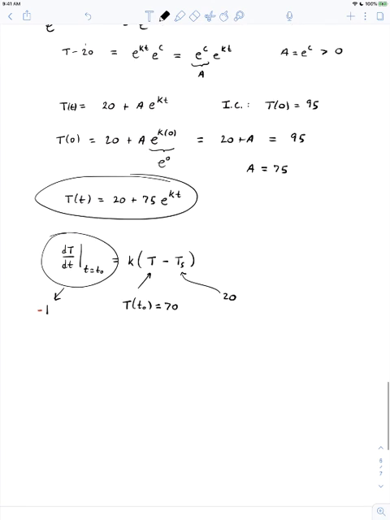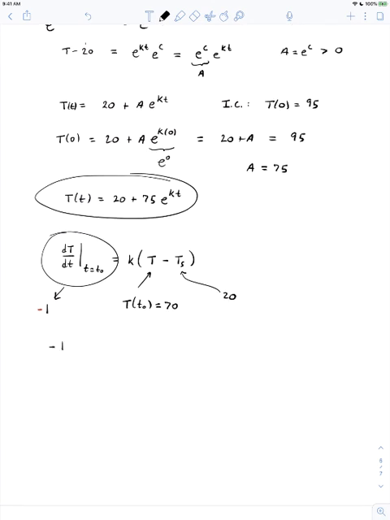Okay, now that we have this, we can write it out. -1 equals K times T, which is 70. Capital T is not always 70, just at this specific time. And at this specific time, the rate of change is -1. So it's 70 minus the ambient temperature, which is 20, which is K times 70 minus 20 is 50. So K is equal to -1/50. And as you can see, there's a negative sign there. That's important for this to work.